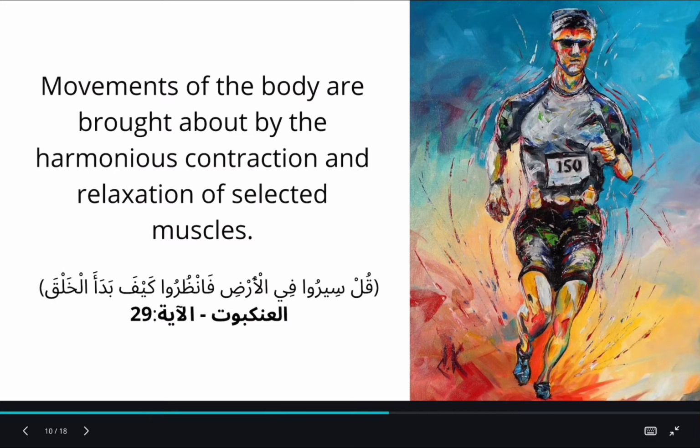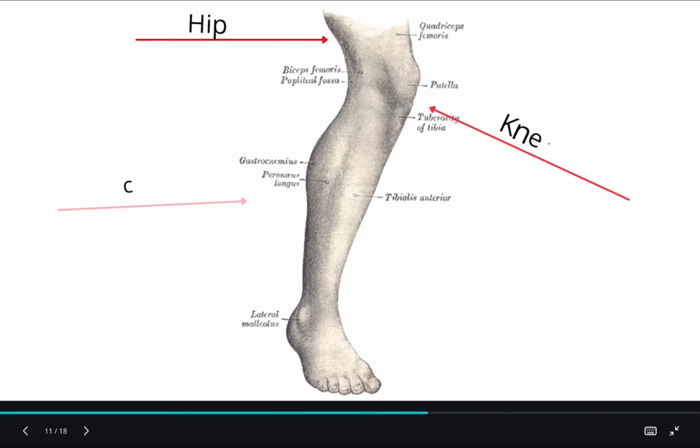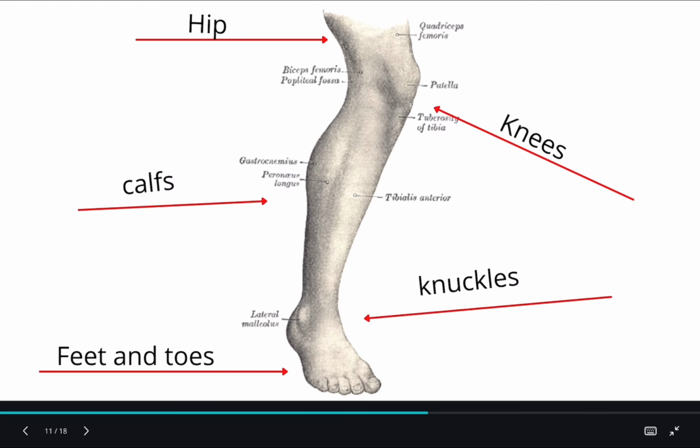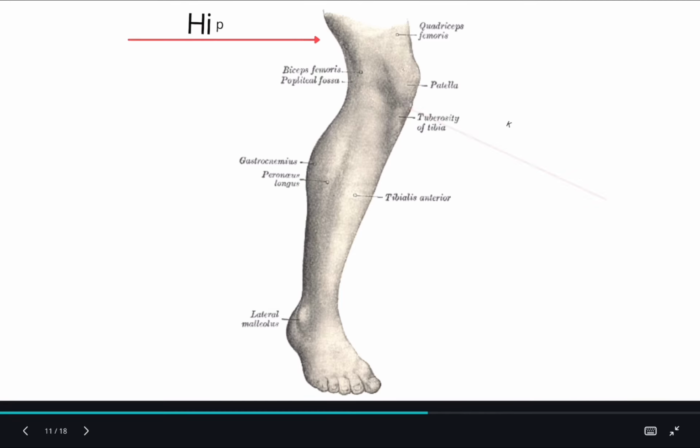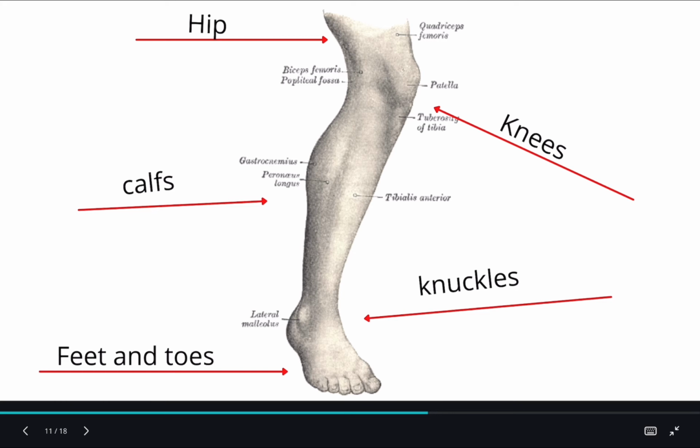When we move, the movements of the body are brought about by the harmonious contraction and relaxation of selected muscles. We have hips, knees, calves, knuckles, feet and toes, and so does the arm. Do you notice that science and art meet again?